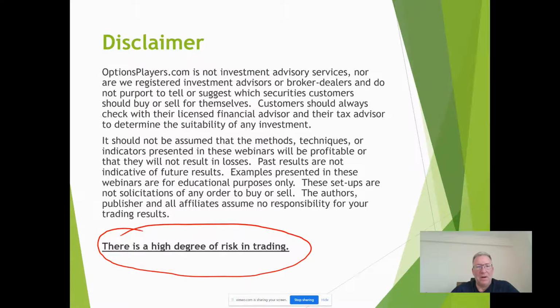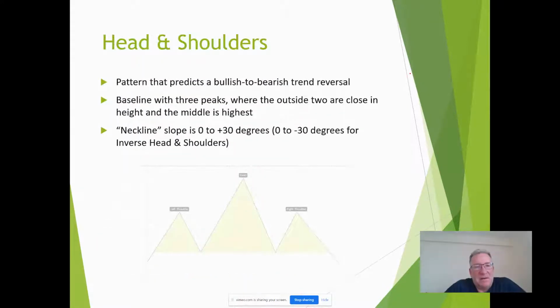Keep it real. Okay, so the purpose of this particular video, we're going to be talking about heads and shoulders, or head and shoulders, not the shampoo. We're going to be talking about the trading pattern. What a head and shoulders is, it is a pattern that predicts a bullish to bearish trend reversal. It is a baseline that has three peaks, where the outside two, called the left shoulder and the right shoulder, are close in height, and then the middle is higher.